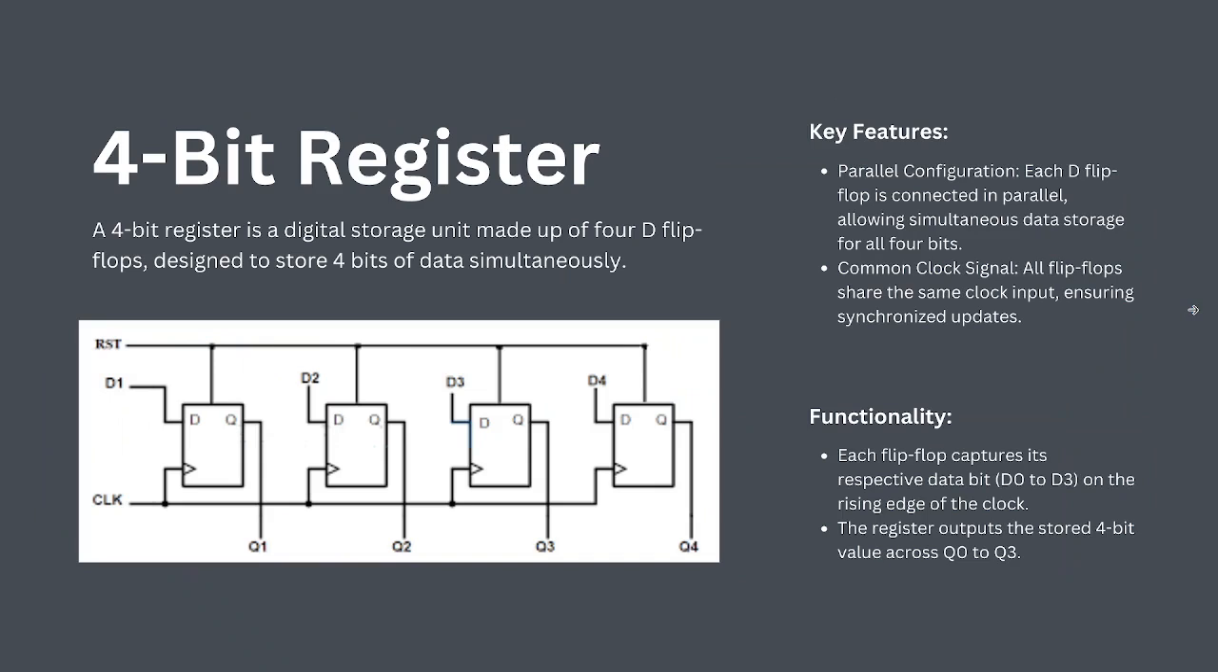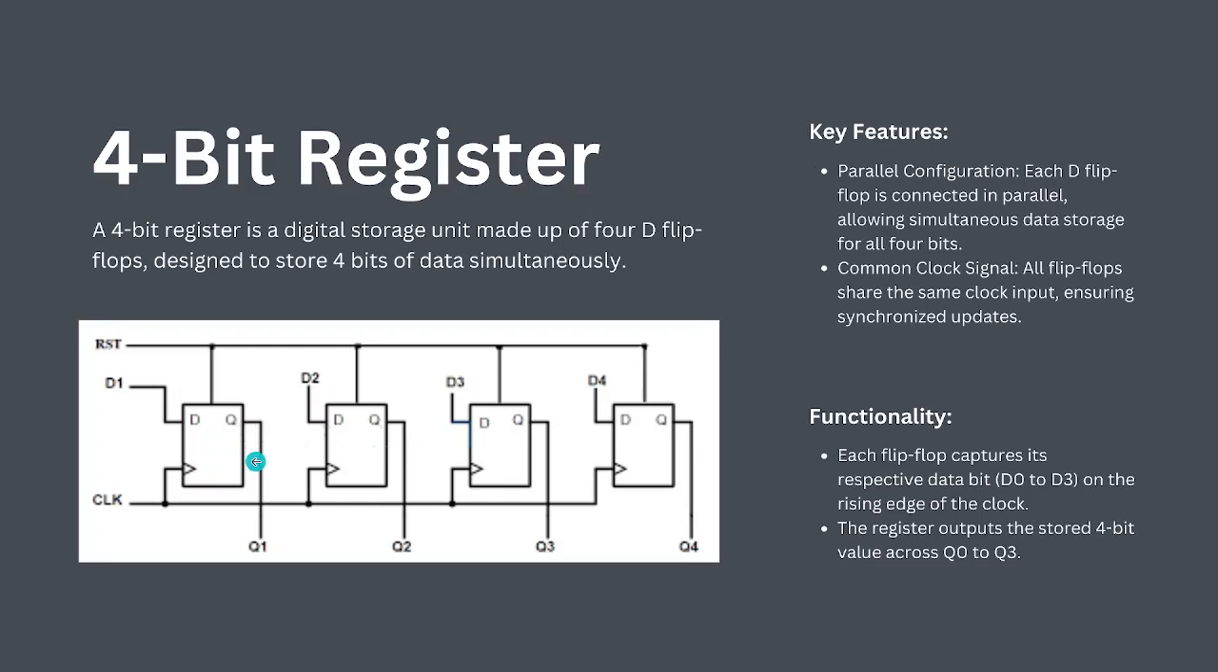Let us look into an example of a 4-bit register using 4 D flip-flops, all connected in parallel. Each flip-flop stores 1 bit, so together they can store a 4-bit binary value. Let's discuss how a register works. When the clock signal is applied, all the flip-flops in the register capture their respective inputs simultaneously and store them until the next clock pulse.